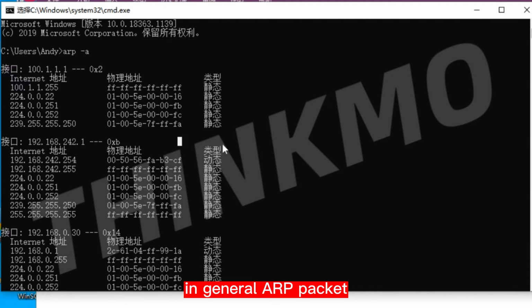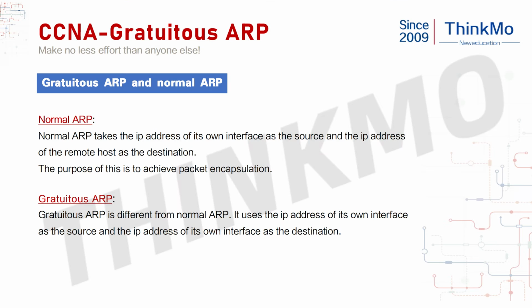In a general ARP packet, the role is to generate an ARP table entry locally. The data is then encapsulated, and the next packet is destined for the target IP address. So we can query the ARP table and forward the data. So what is gratuitous ARP?